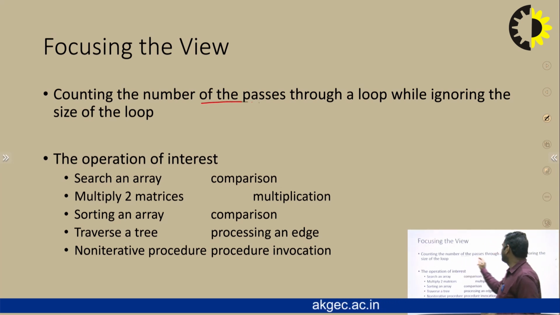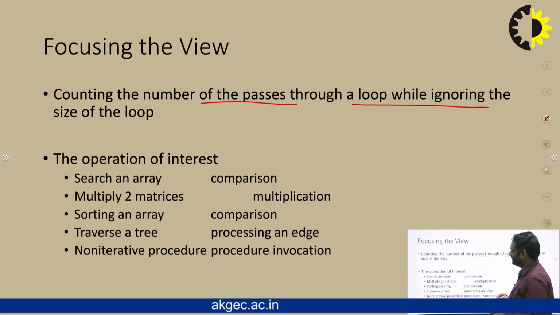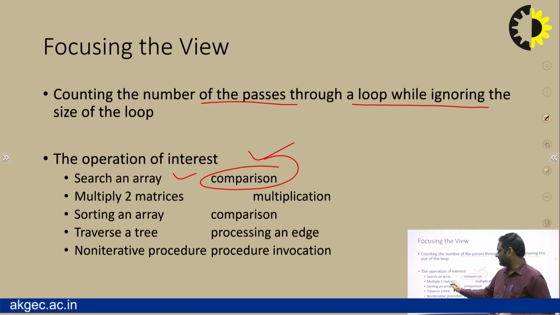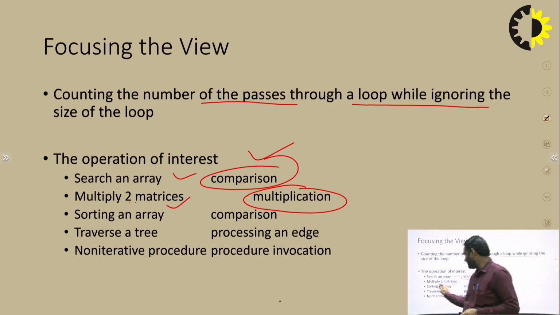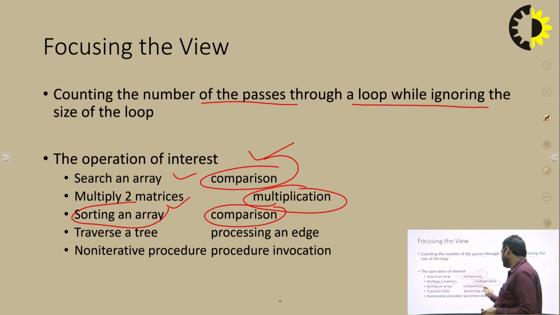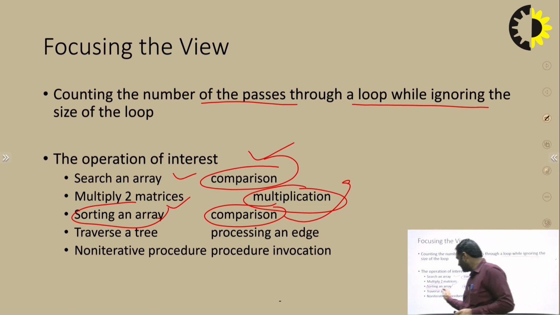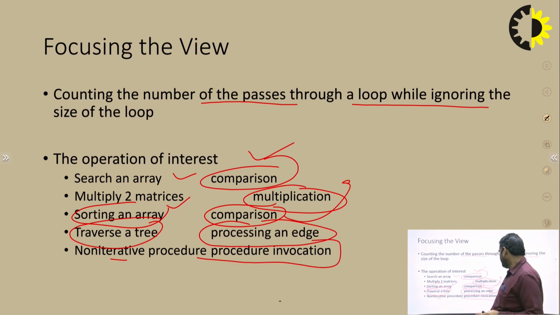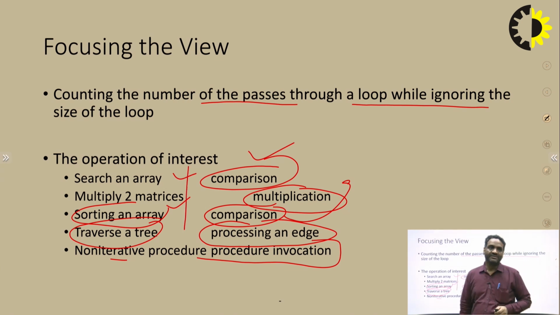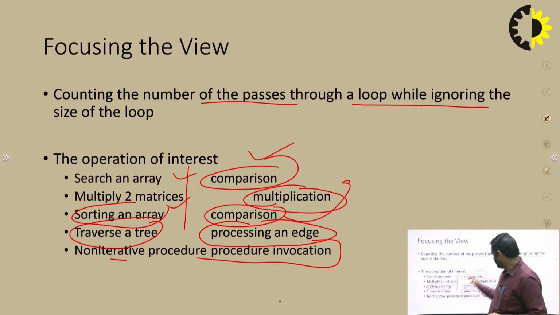Focusing the view, that is counting the number of passes through a loop while ignoring the size of the loop. Then operations of interest: just like search an array, always consider comparisons. Then multiply two matrices, so here we are focusing on the multiplication operation. Then we have sorting an array, so again comparison is the operation on which we are focusing. Then traversing a tree, this is also processing, and a non-iterative procedure produces invocations. These are some general problems we are focusing on, and these are the general operations that need to be focused on.